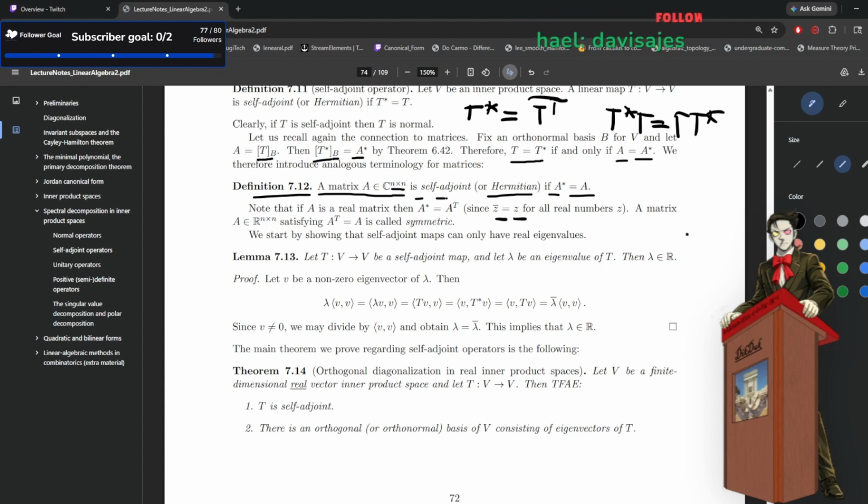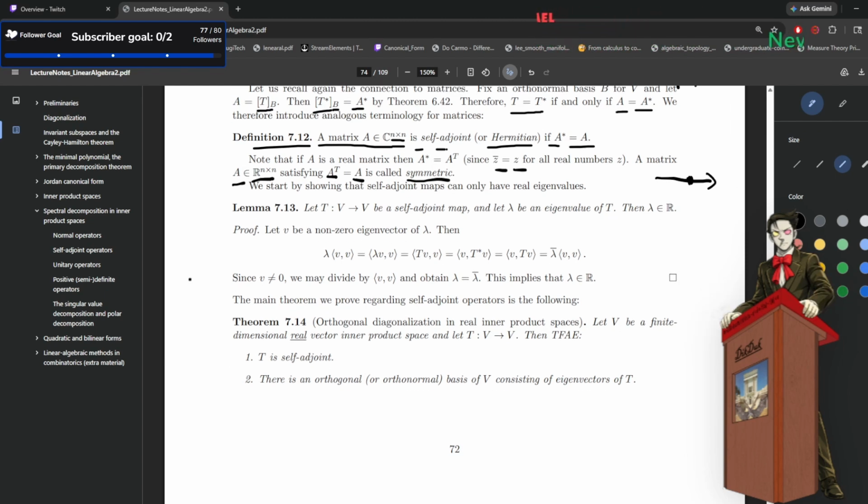A rotation around 0 degrees is just going to be itself. A real number lying over here is just going to go onto itself. Now, a matrix A in a real square matrix satisfying A transpose equal to A is called symmetric. Symmetry in matrices is very important, and we'll talk a lot more about them in the fall as we go along. We start by showing that self-adjoint maps can only have real eigenvalues.